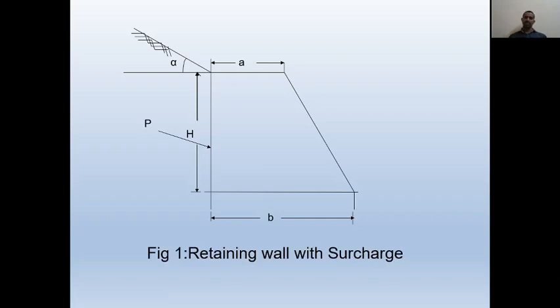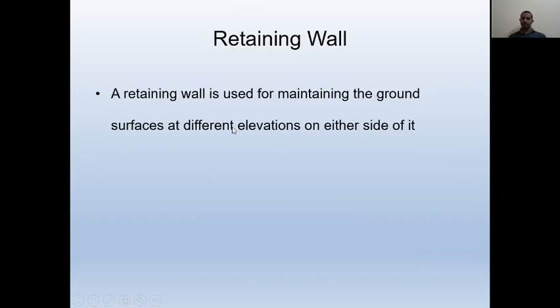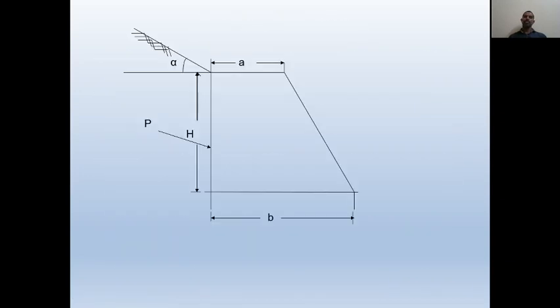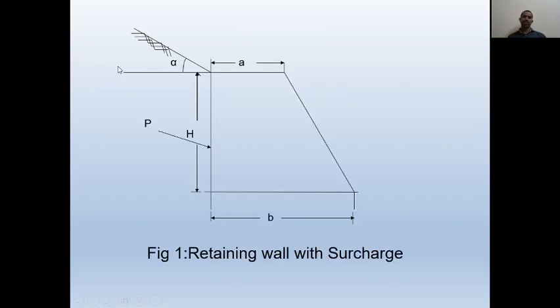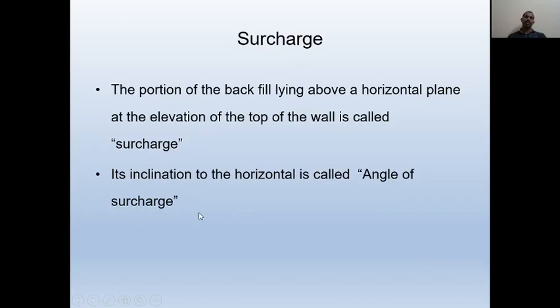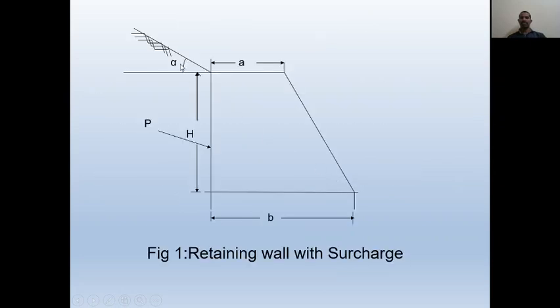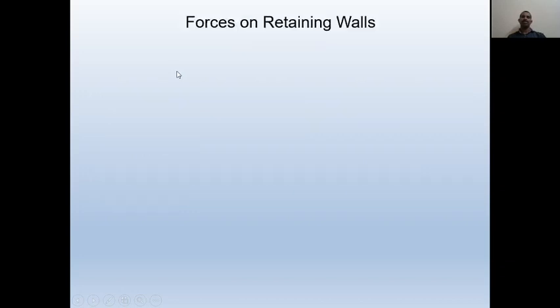This is the retaining wall with the surcharge, and you can also observe that dams and retaining walls both will have a trapezoidal shape. What is surcharge? The portion of backfill lying above the horizontal plane at the elevation of the top of the wall is surcharge. You can see in the diagram this triangular portion, whatever earth is there, that complete earth is nothing but surcharge, and its inclination to the horizontal is called the angle of surcharge. You can see here, this is an inclination with respect to horizontal, that is the angle of surcharge.